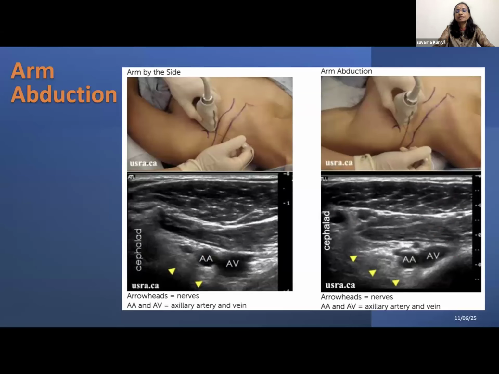Another is arm abduction. I said you can do this technique with the arm by the side also, but by keeping the arm in an abducted position at 90 degrees, the distance to the neural structures is reduced. So the visualization is improved and the needling is quite easy. So arm abduction also is helpful in needling.